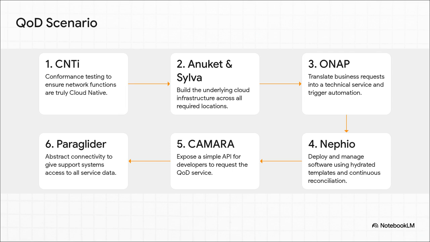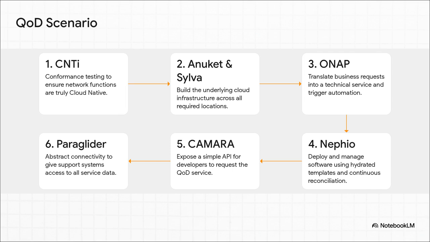And this brings us to step 4, the moment where Nephio takes center stage. This is its absolute sweet spot. Receiving the trigger from ONAP, Nephio gets to work. It fetches the correct pre-approved CAFT packages for the required network functions from the Porch server. It then hydrates these generic templates with all the specific details for this particular customer, like their IP addresses, VLAN tags, and site information.